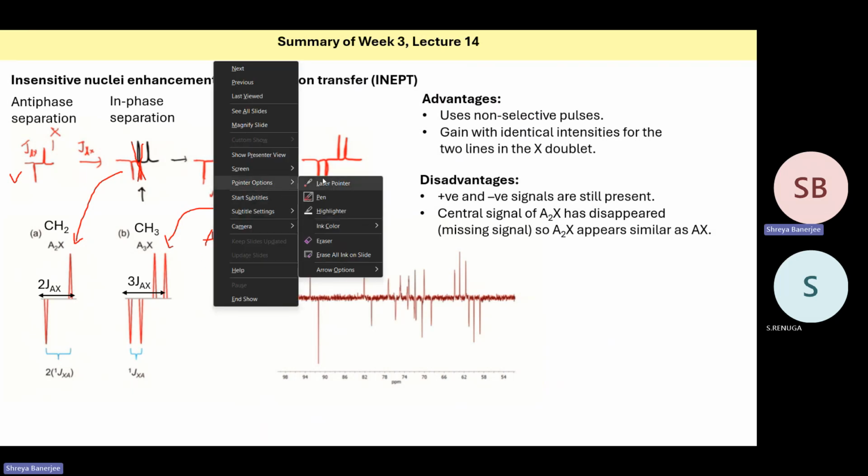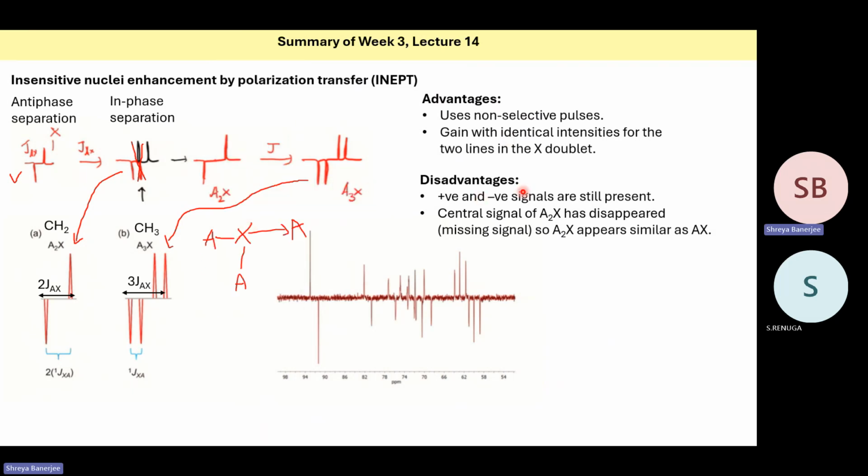So the disadvantage of INEPT is that the positive and negative signals are still present. You have not been able to remove that. Another disadvantage is that in A2X kind of systems, the central signal cancels out. So how do you distinguish between A2X and AX? Because A2X is also giving a signal like this, AX is also giving like this. So that is the disadvantage that is still persisting.